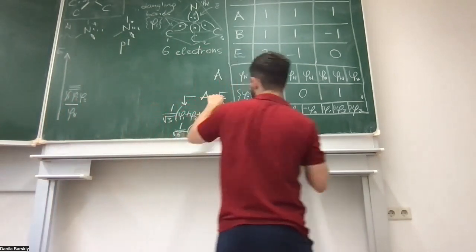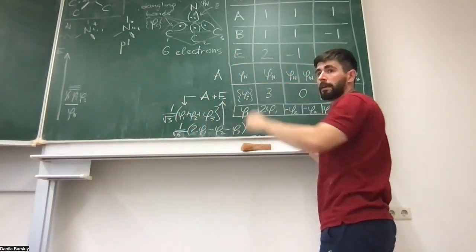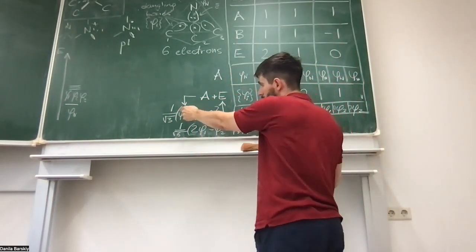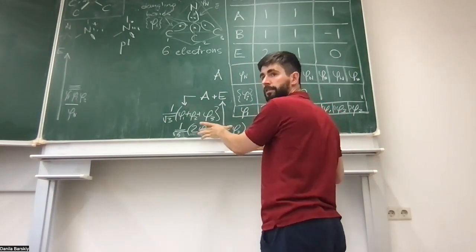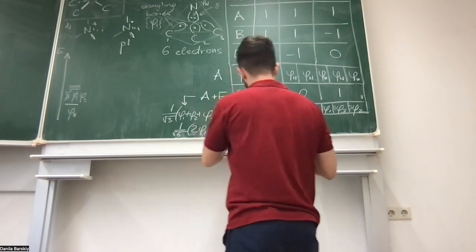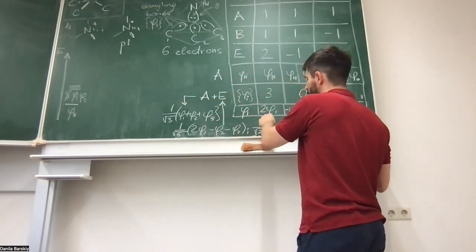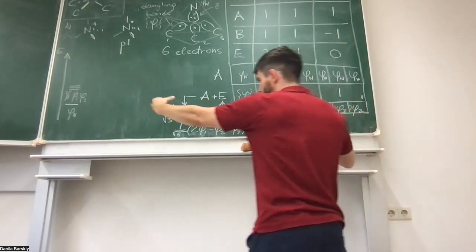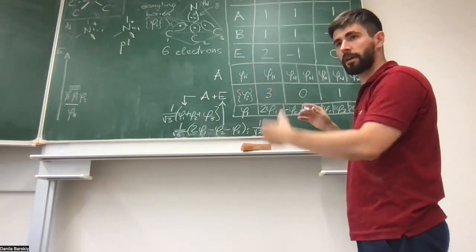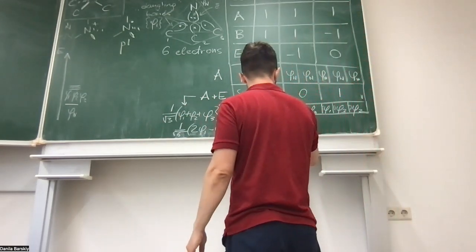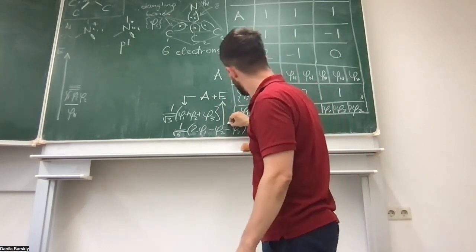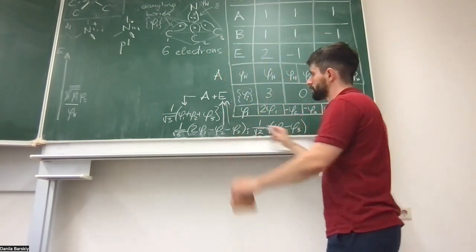But we know that this is degenerate, so it's a two-dimensional representation. There should be a second combination, and that combination can be found through the orthogonality condition with both of these orbitals. We already did this exercise. We just write down some combination C1 plus C2 plus C3, then you do the scalar multiplication, and you will find that it should be 2 minus 1. So these two orbitals transform under E and this transforms under A.